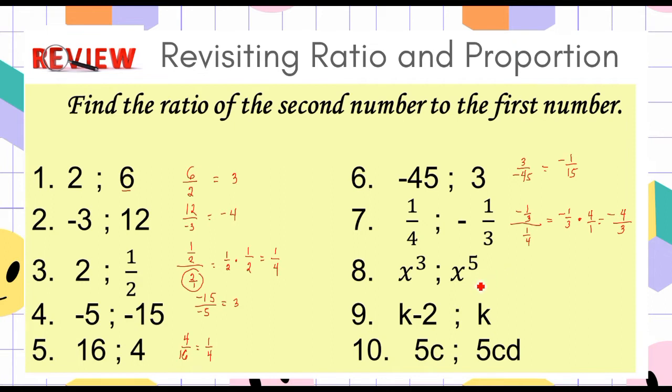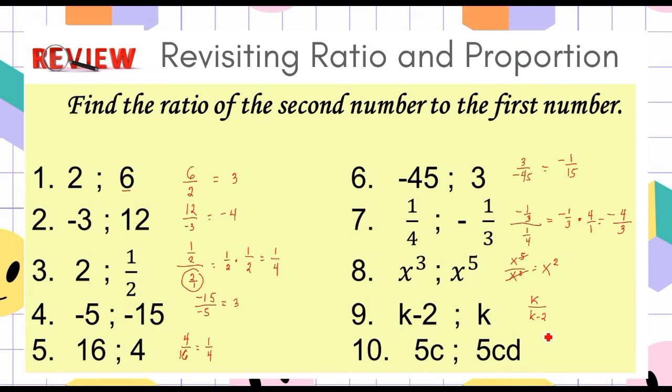Next, paano naman po ito? So, i-apply po natin ang laws of exponent. x raised to 5 over x cubed. So, isusubtract po natin ang exponent mula ng nasa denominator sa numerator, and it will become x squared. Then, k over k minus 2. So, since walang similar po sa kanila na pwedeng i-cancel, yan na po yung kanyang ratio niya.